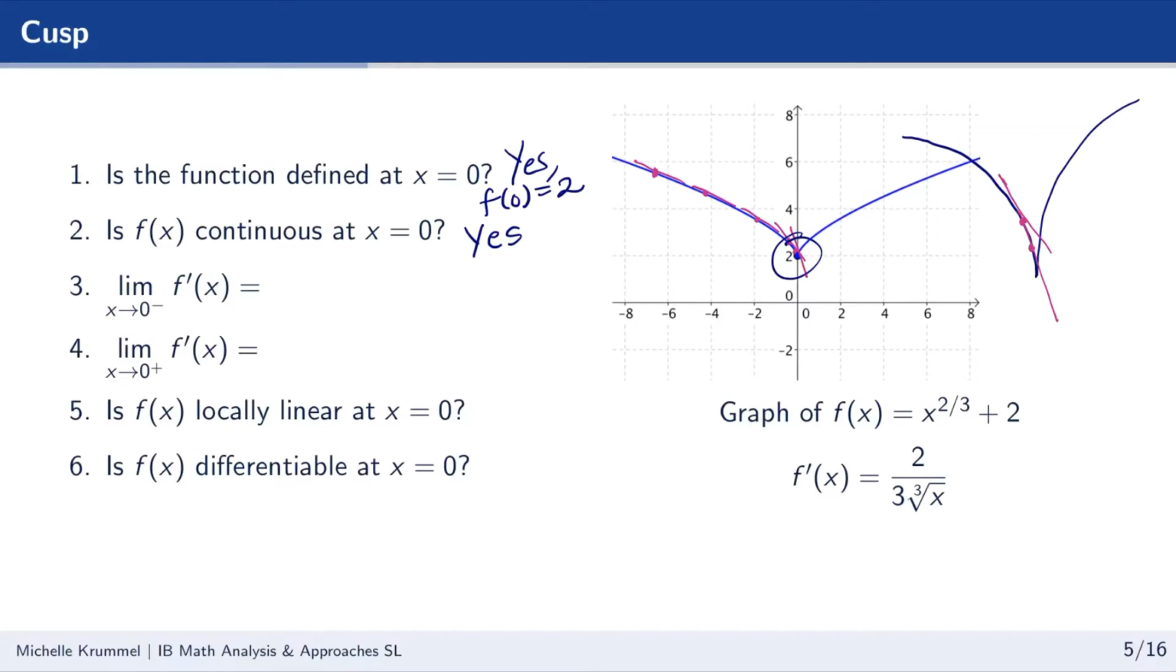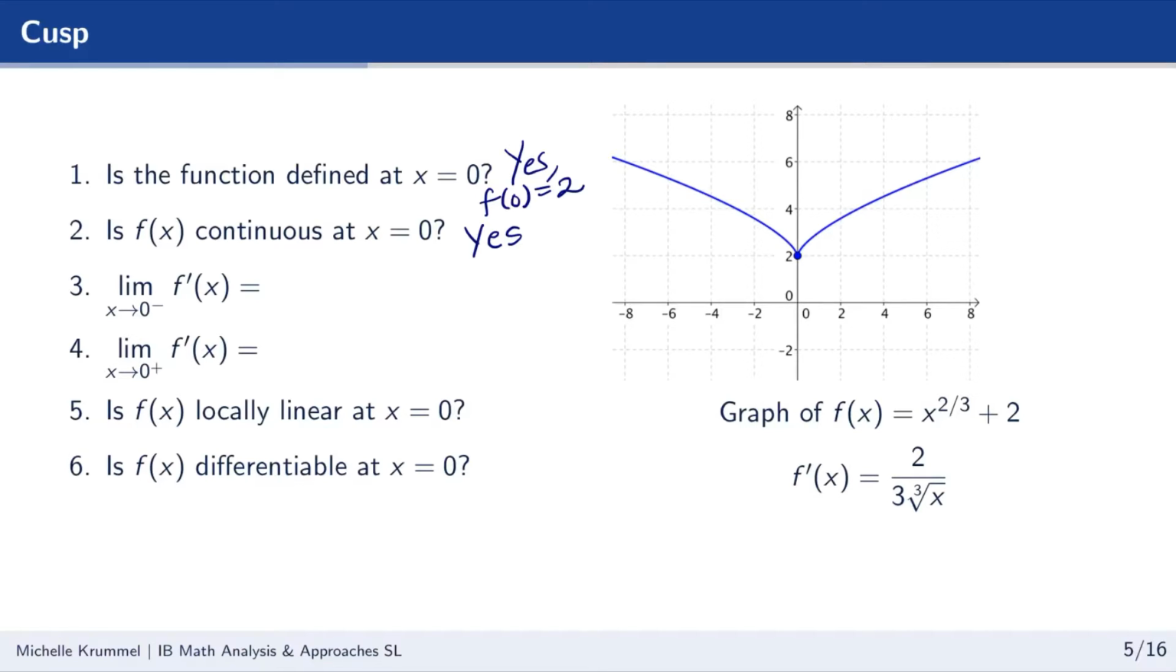This time it's not called a corner point, this time it's called a cusp. So the difference between a corner point and a cusp is that with a cusp, your slope is approaching infinity or negative infinity on either side. So in other words, your tangent lines are approaching a vertical line. Whereas on a corner point, that's not the case. You just have two different slopes on either side of your point. But here, the tangent lines are getting more and more vertical.